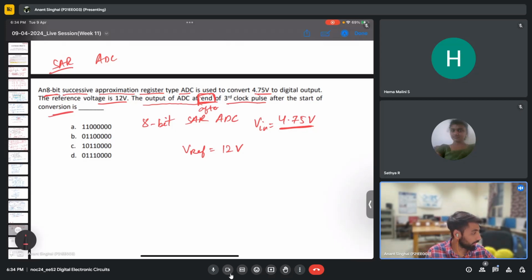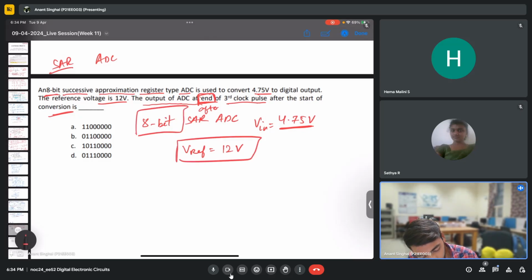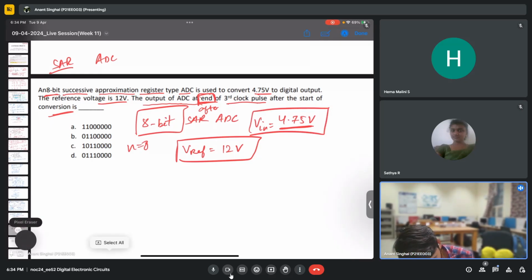So we have a SAR ADC, and we have certain relations. V reference is given here. 8 bit is also given, so N is 8. Then V in is 4.75. So what we need to calculate is the output at the end of the third clock.